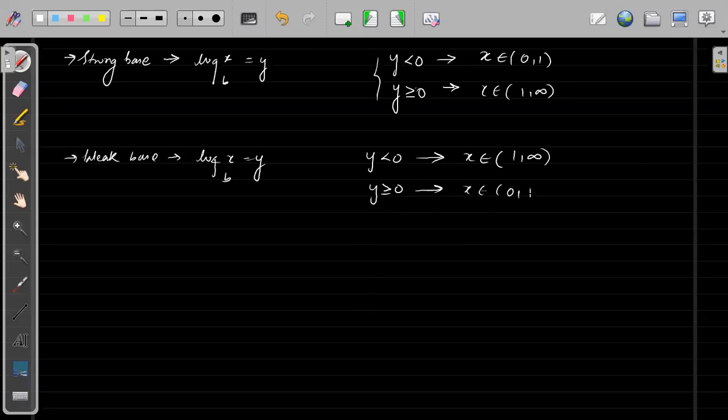1, open bracket or close bracket? Close bracket, because it is greater than and equal to. Because of this equal to, it will be a close bracket. Okay, so just copy this one also.